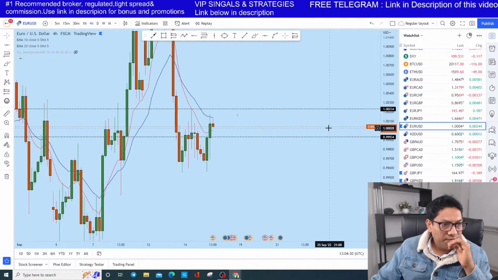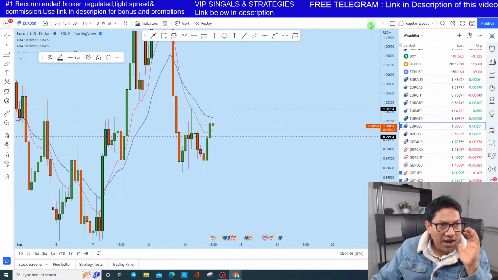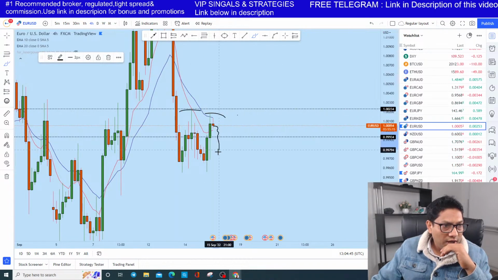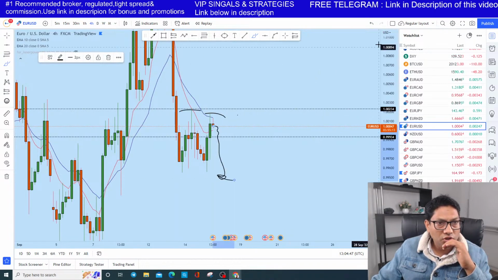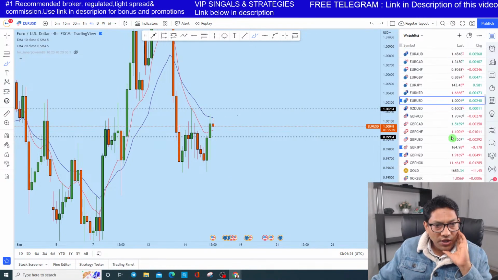and I think that I don't think euro dollar will be able to break this high now, because during the high impact news it couldn't do it. There is a resistance here with a lower high, and slowly I think it will just continue to drop. So euro dollar to me is bearish.